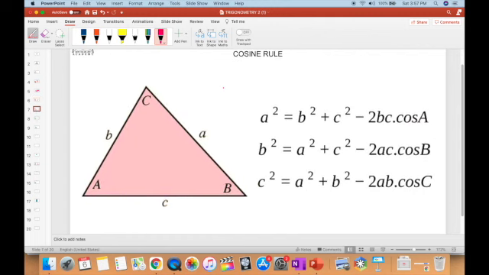Now the cosine rule, it looks like 3 different formulas, but it's actually just one formula. And the formula actually comes out of Pythagoras' theorem. You can kind of see the Pythagoras theorem in it. Yeah? And how the formula does go is like this.